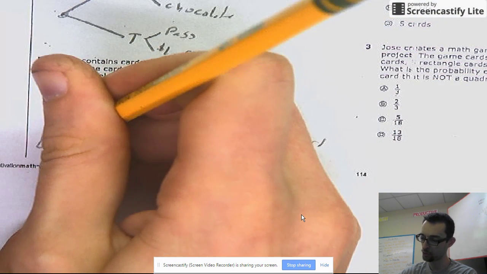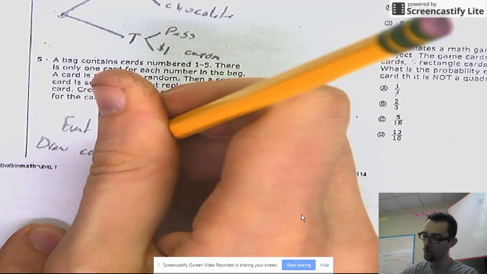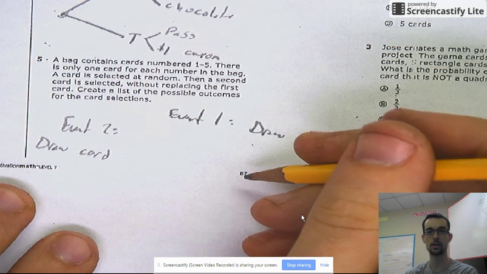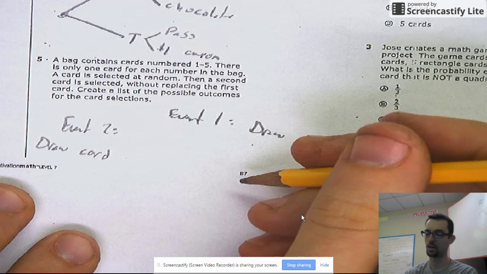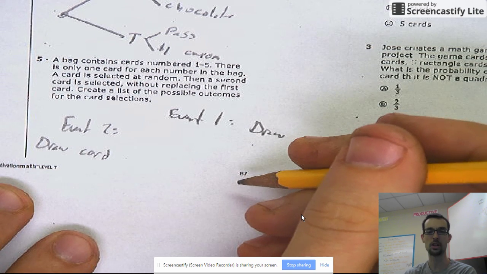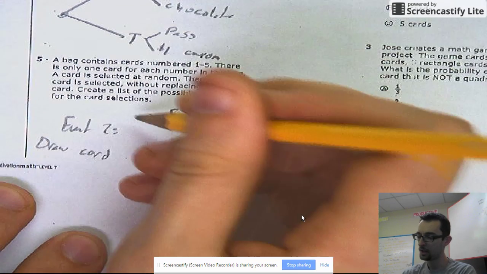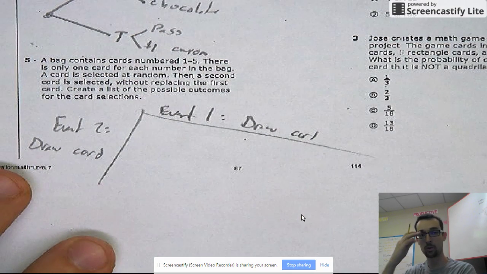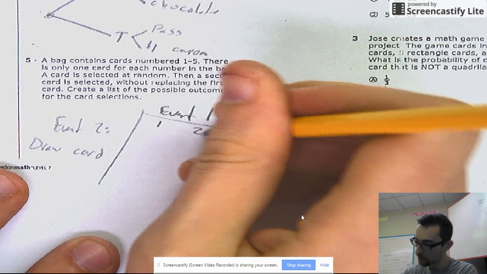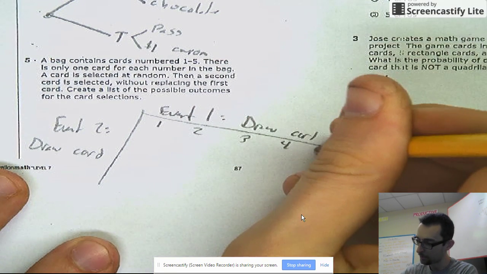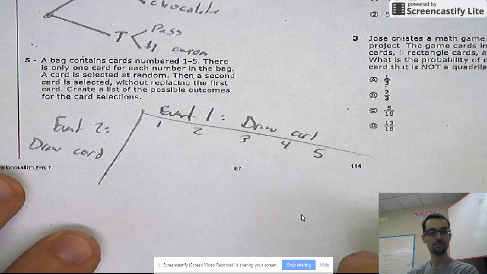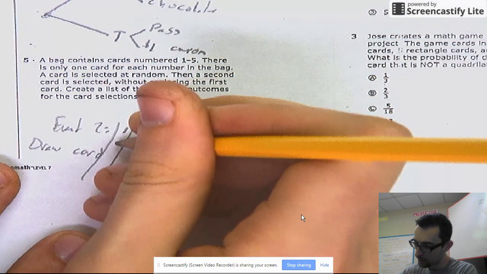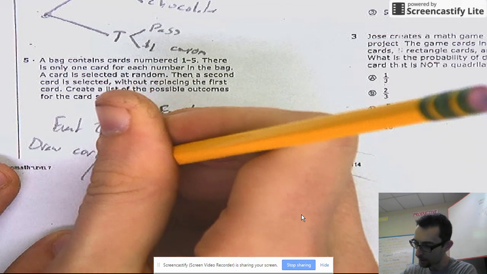This is an awesome strategy if you have only 2 events. If you have 3 events, like we had back with Kevin choosing the car, don't do a table. It's going to be messy. I don't know how you can do it. Do a tree diagram. Okay, but here we go, 2 events. And there's my table. Your possibilities are getting a 1, 2, 3, 4, or 5. And for event 2, the possibilities are also getting a 1, a 2, a 3, a 4, and a 5.